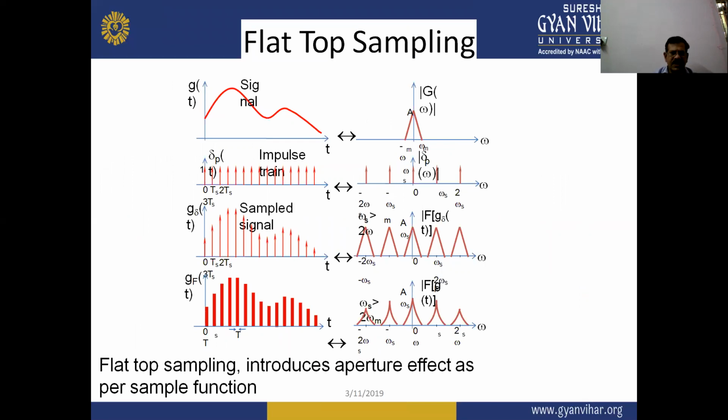And this is the block diagram of flat top sampling. Flat top sampling introduces the aperture effect as a per sinc function. So there are different waveforms in continuous time form, some are impulse trains, some are sampled signals, and some are flat top sample signals. These different waveforms represent the concept of flat top sampling.